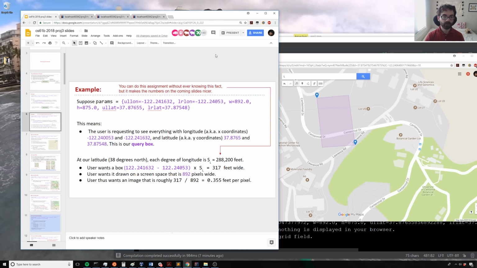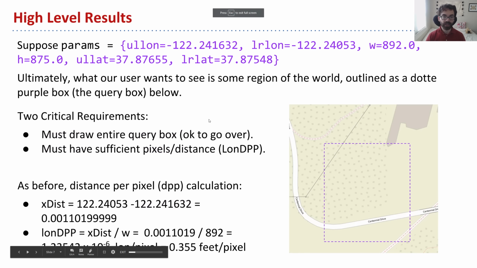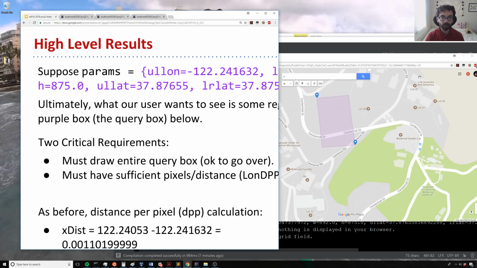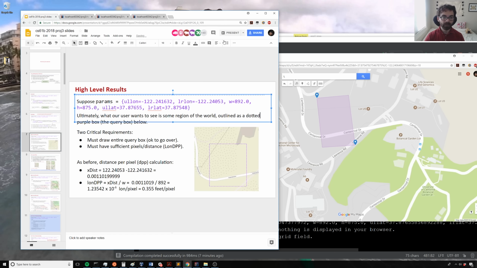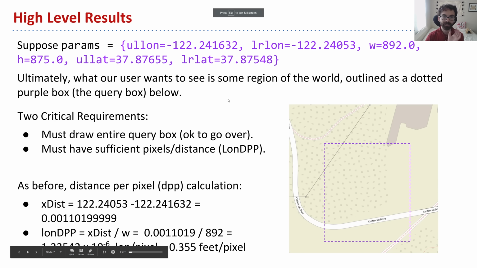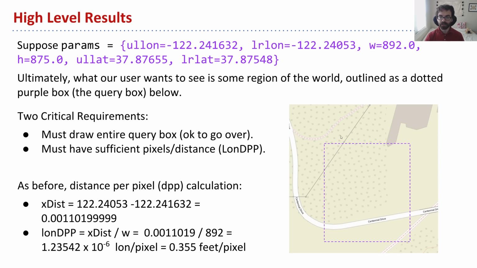Okay. So to bring that all together, ultimately what our user wants to see is some region of the world, roughly like so. And I've outlined it as a dotted purple box. See? And there's two critical requirements that your program is going to need to achieve. The first is you need to draw the entire query box, but it's okay if you end up with a little extra stuff, because what the web browser will do is only display the part that matters. So the user wants to see this, and we want to display at least all of this region.